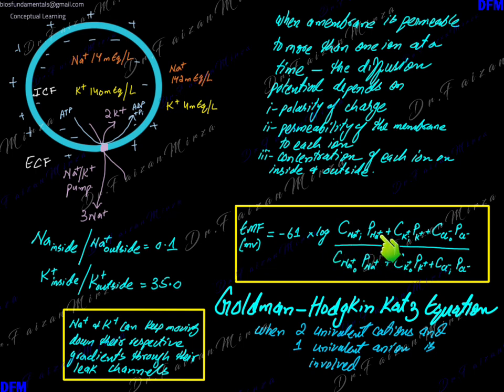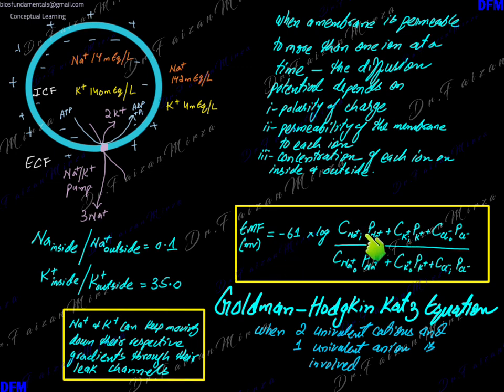The positive charges are placed in the numerator. Here, for the positive ions, the inside values are placed in the numerator, whereas for the negative charge, the outside value is quoted in the numerator. Its inside value goes in the denominator. Similarly, for the positive charges, the concentration outside is taken in the denominator. So this equation was derived by Goldman, Hodgkin and Katz.